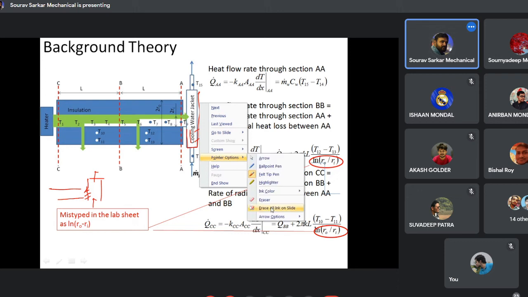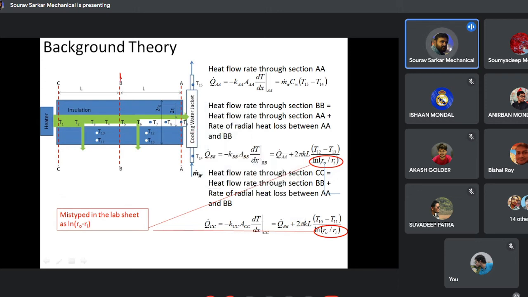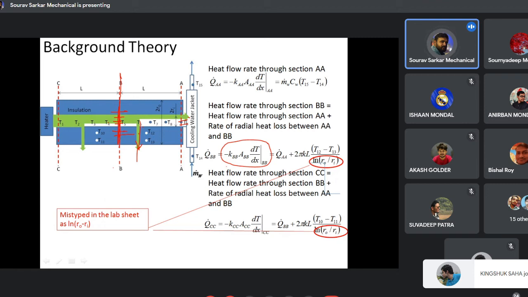The first thing. Next, if I try to write a heat balance equation at this interface, what can I write? The heat going from this surface, the BB interface, which is coming through conduction, is the heat transferred here plus the heat transferred in the radial direction. The heat entering through this interface, after travelling some distance, is partly lost in the radial direction through the insulating powder, and the rest is transferred to the water.